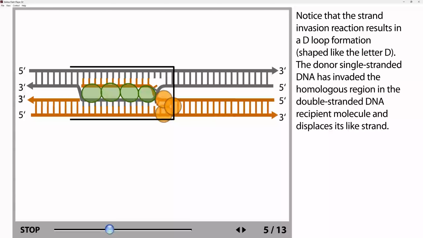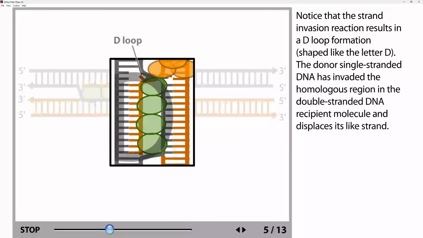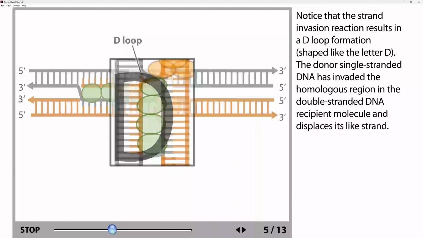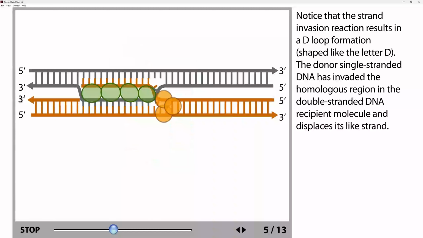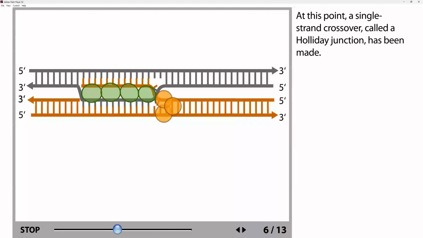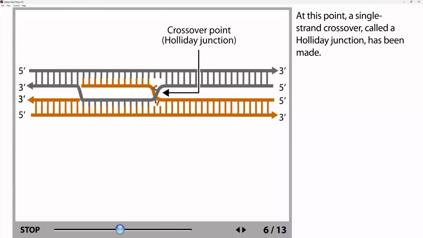Notice that the strand invasion reaction results in a D-loop formation shaped like the letter D. The donor single-stranded DNA has invaded the homologous region in the double-stranded DNA recipient molecule and displaces its like strand. At this point, a single-strand crossover, called a Holliday junction, has been made.